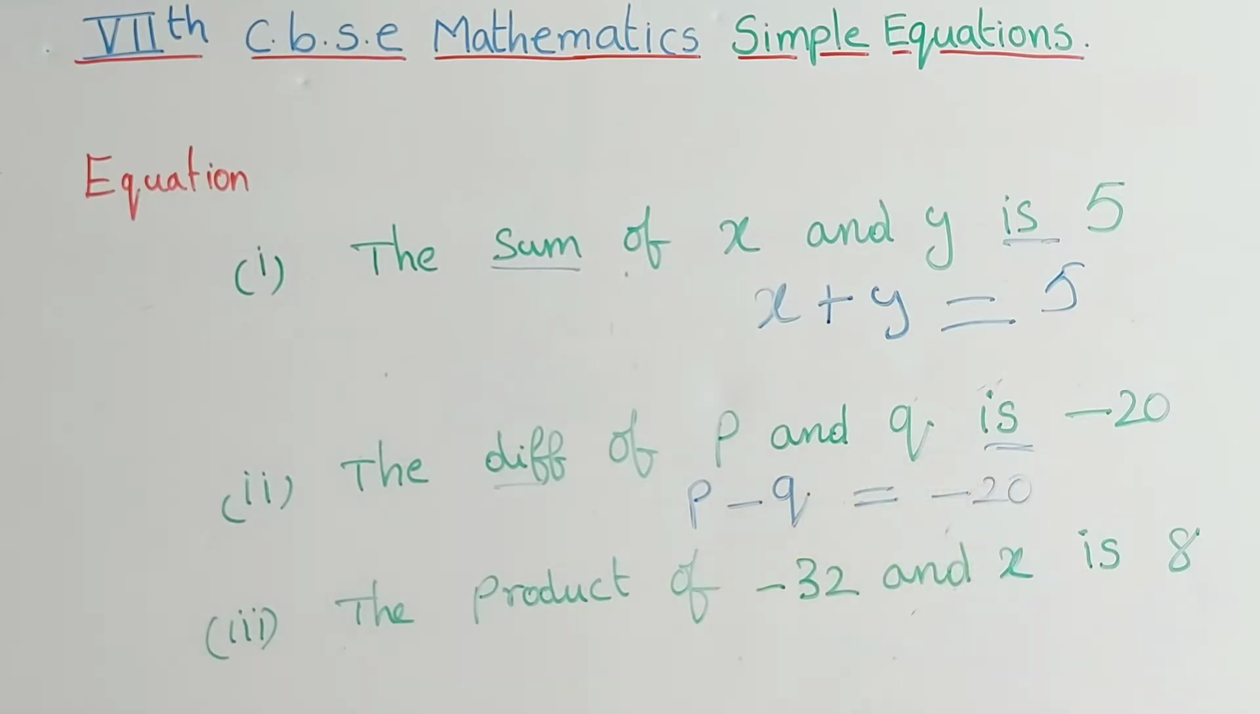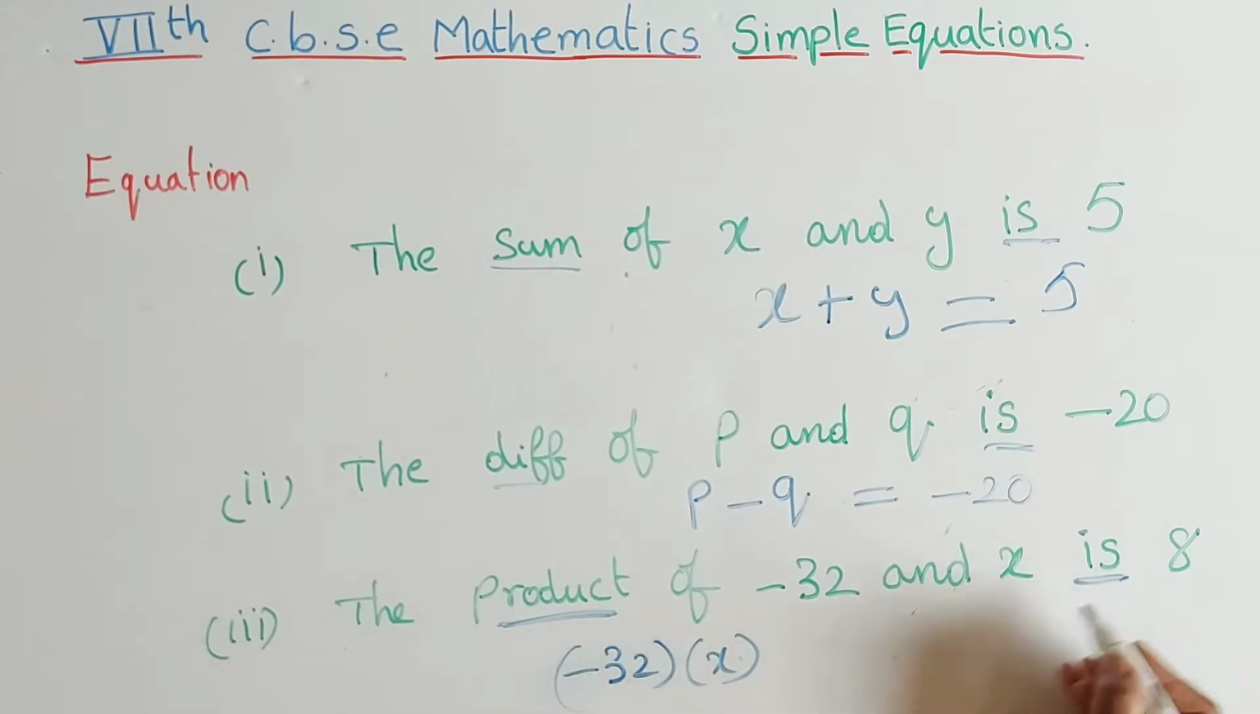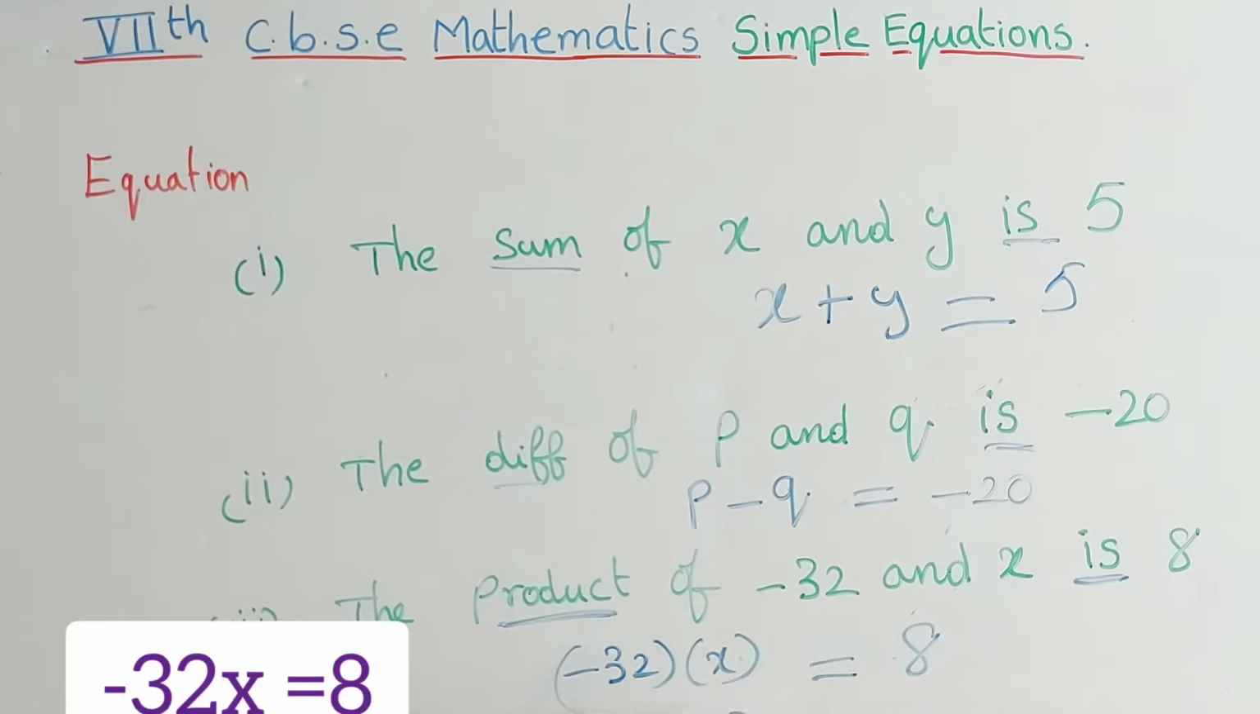Minus 20. Right children? Now the third one, the product of minus 32 and x. Product means multiplication, children. Minus 32 and x. Is means equal to 8. That means minus 32 into x, minus 32x equal to 8. This is an equation. Like this we have to write the equations, children.